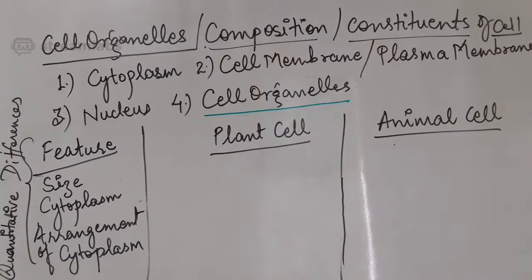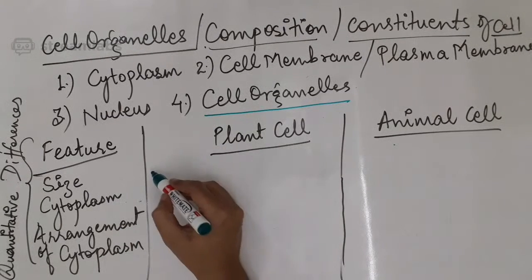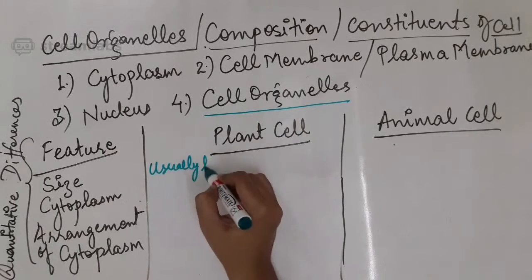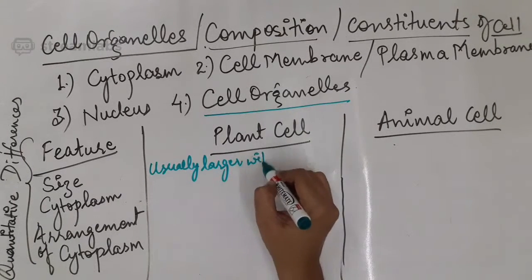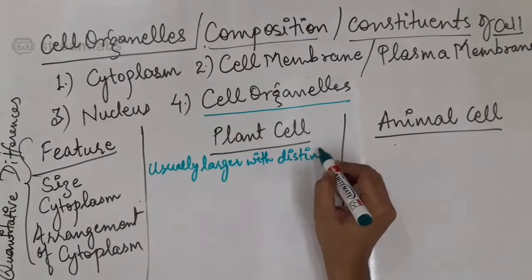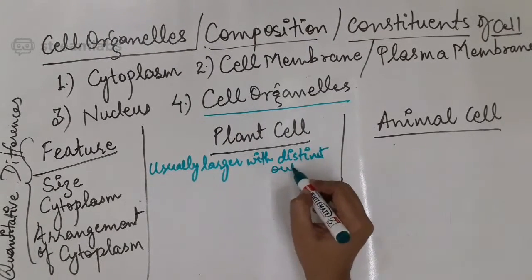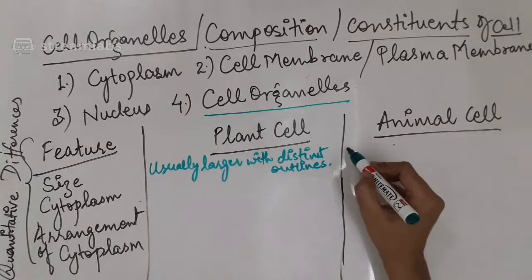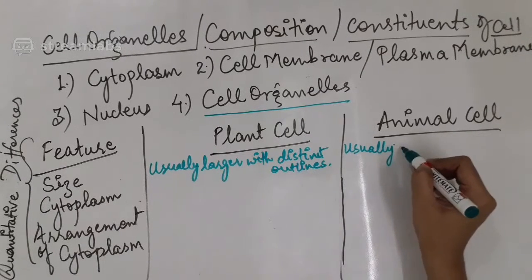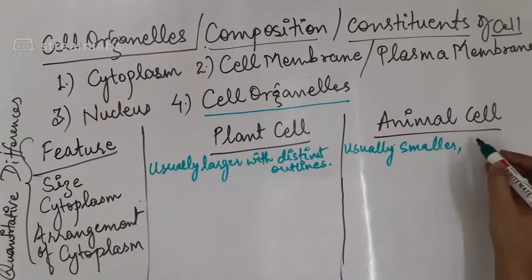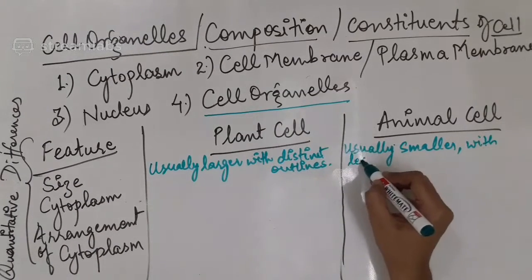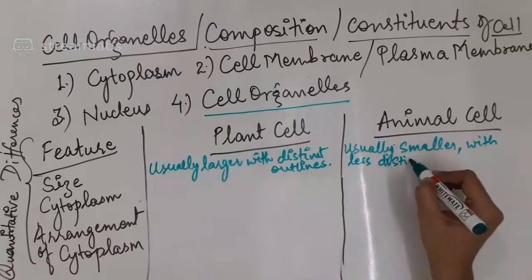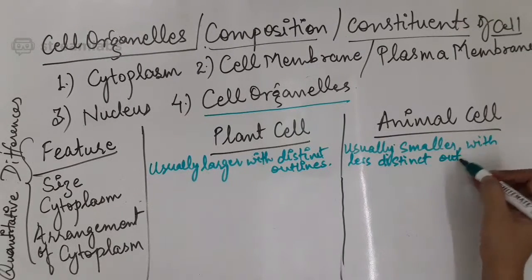The plant cell is usually larger with distinct outlines. Distinct means alag alag. Outlines means the membrane. Animal cells are usually smaller with less distinct outlines. Outlines or the boundaries.